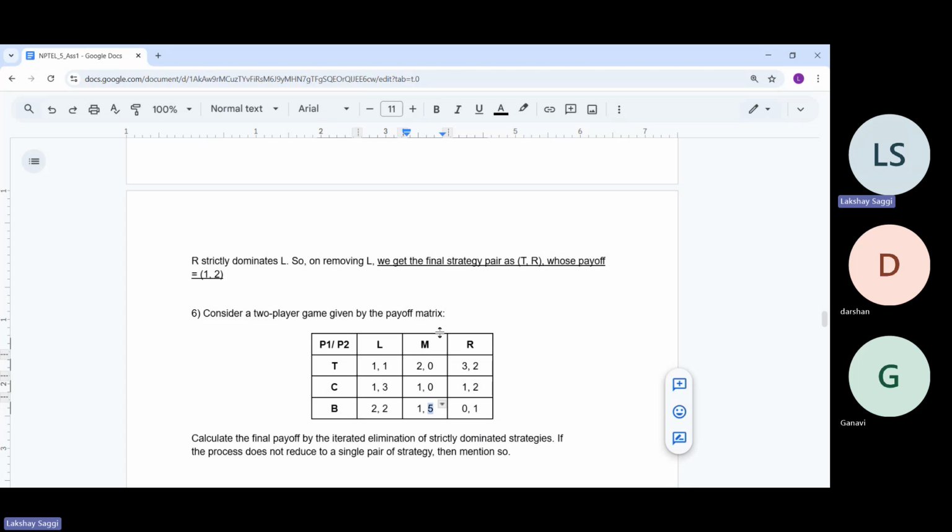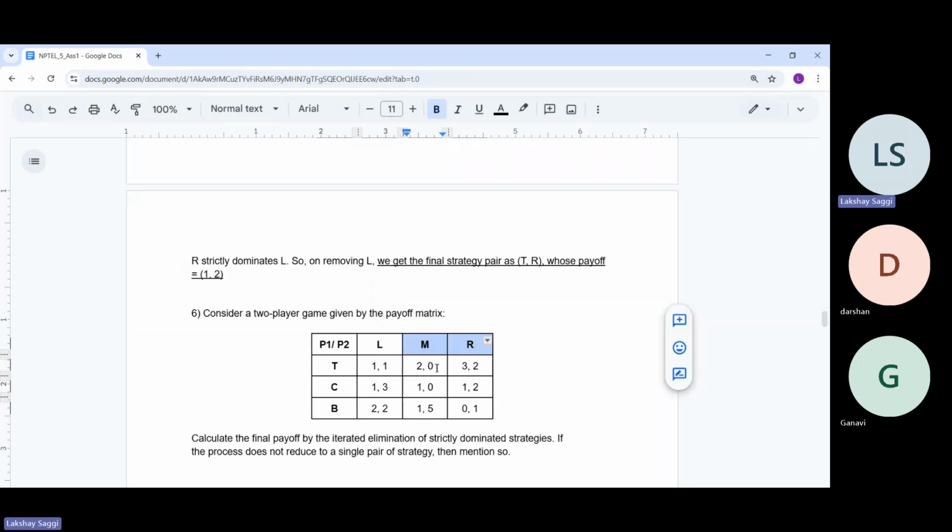So between L and M, there is no clearly strictly better strategy. In some cases M is a better strategy, in some cases L is a better strategy. So we can conclude that between M and L, there is no strict dominance relation. And now let's check this pair, M and R.